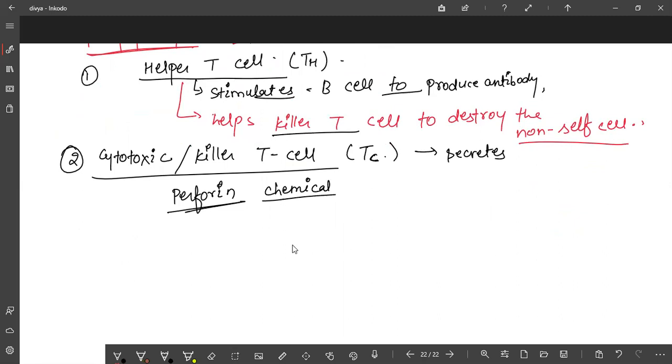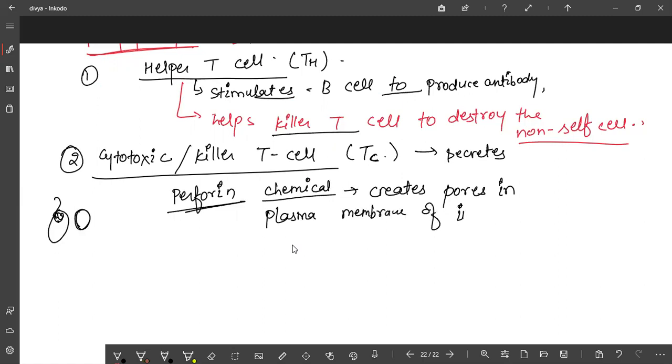And this perforin chemical, suppose that this is a cell and it is infected by antigen, or this may be antigen. So what will this killer T cell do? It secretes a chemical that is called perforin. And what will perforin do? It simply creates pores in the plasma membrane of invaded cells that are invading into our body.